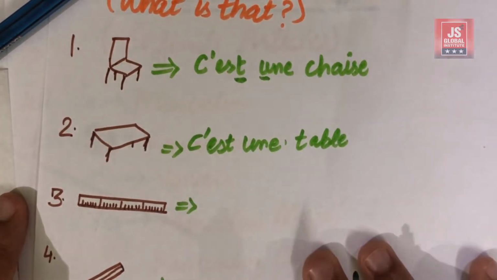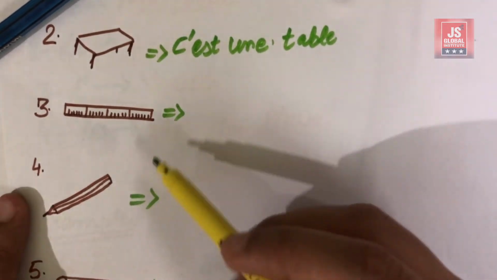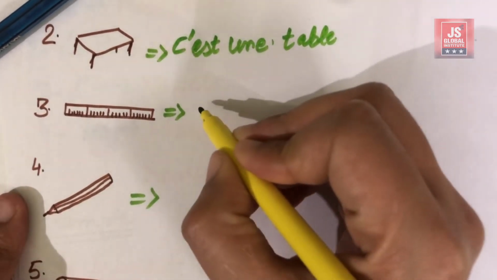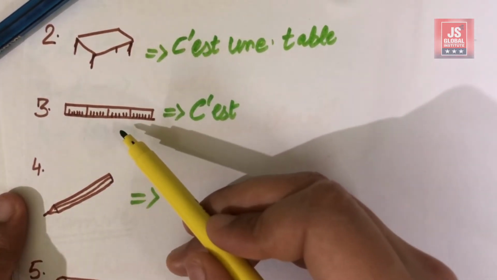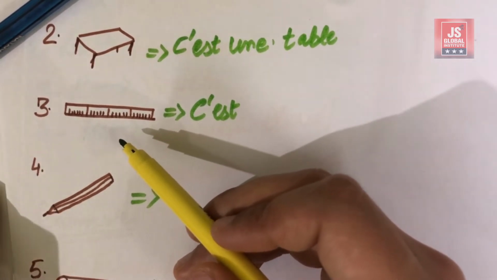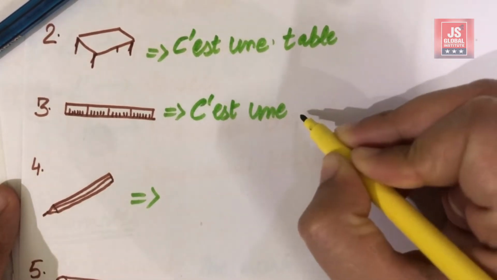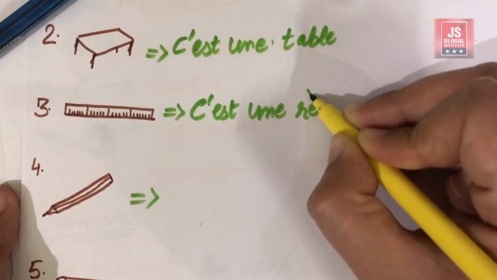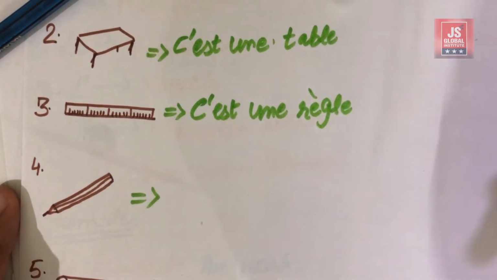Okay? And then I pointed out to the next object and asked you, qu'est-ce que c'est? And you will reply, madame, c'est une... So what is this? This is a ruler. And what is ruler called in French? Une règle. Alright, so here also une will come. Une. And what are the spellings of règle? R E accent grave G L E.